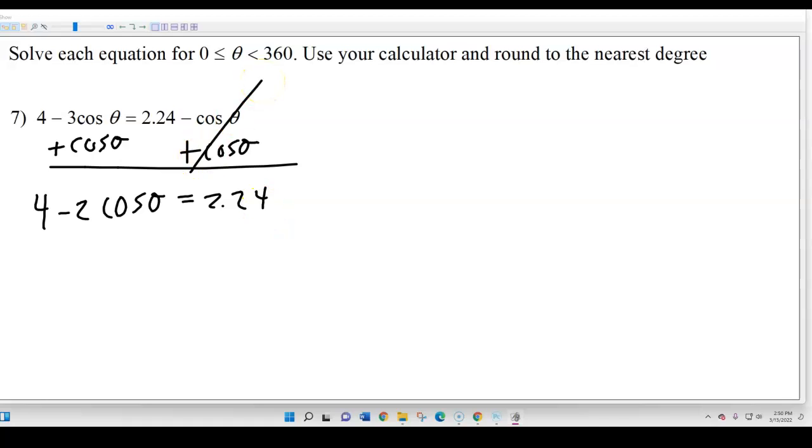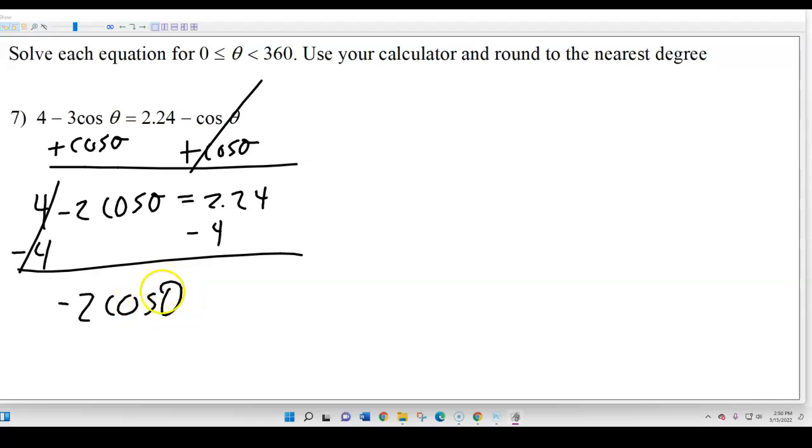So now by adding cosine on both sides, we get that. Next, I'm going to go ahead and subtract 4 on both sides. And I'm just going to use my calculator for that. I'm just going to figure out what is 2.24 minus 4. And I get negative 1.76.